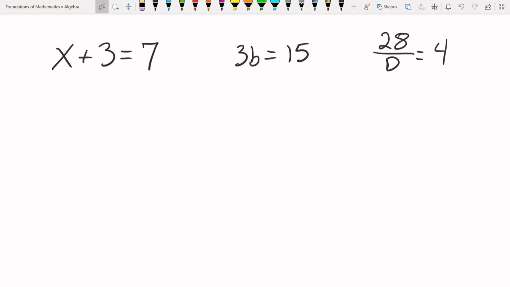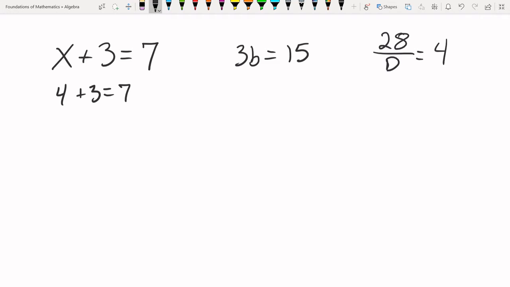First off, let's look at this first one, x plus 3 equals 7. Now, if you look at that, you're asking what plus 3 equals 7? And you may know that, well, 4 plus 3 equals 7, which is true. That means x equals 4 is the solution. And that's what we're looking for here. We're looking to make the balance on both sides of the equation.